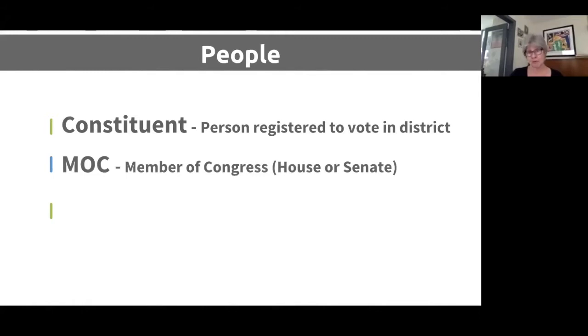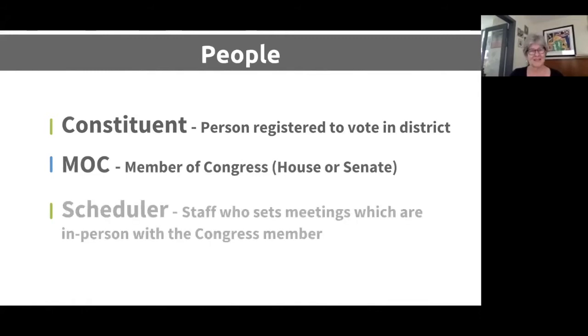MOC, that's a member of Congress in either the House or Senate. The scheduler is the congressperson's staffer who sets meetings with the member, him or herself. This, as opposed to when you want to schedule a meeting with a staffer, you would email the staffer directly. So we're going to get more into this shortly.